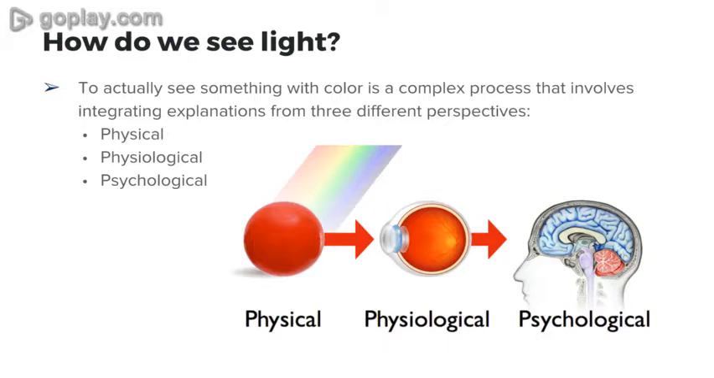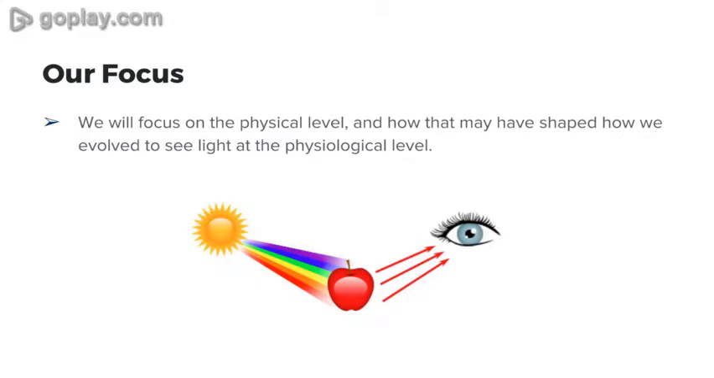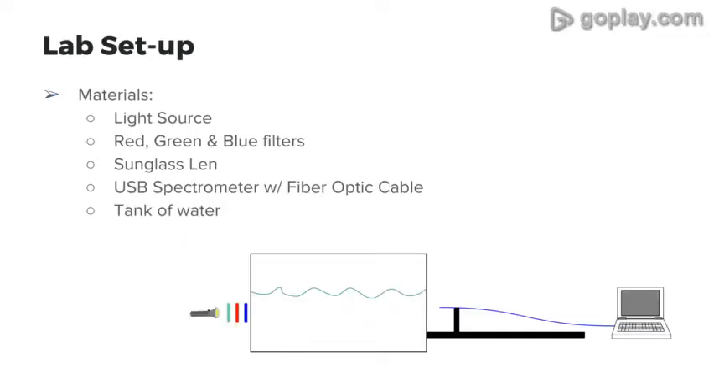The ability to see light is actually a very complex process that involves integrating the explanations of 3 different perspectives, those being the physical, physiological, and psychological processes. Our focus was on the physical level, and how that may have shaped how we evolved to see light at the physiological level. Next, we have our lab setup.